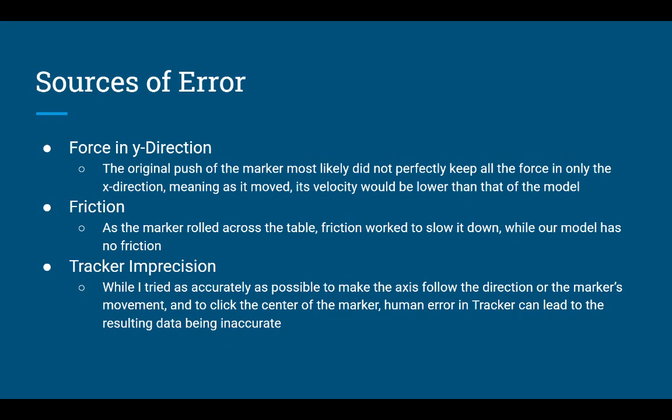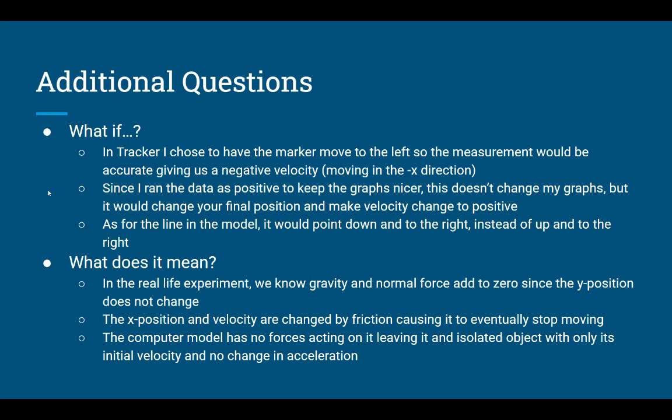Friction as well. There is no friction in the model. In real life, the table is slowing down the marker as it moves, which is probably why it's slower. And then also Tracker precision, as I mentioned above, the axis might be off or just the data points might be off. And then the final additional questions here.